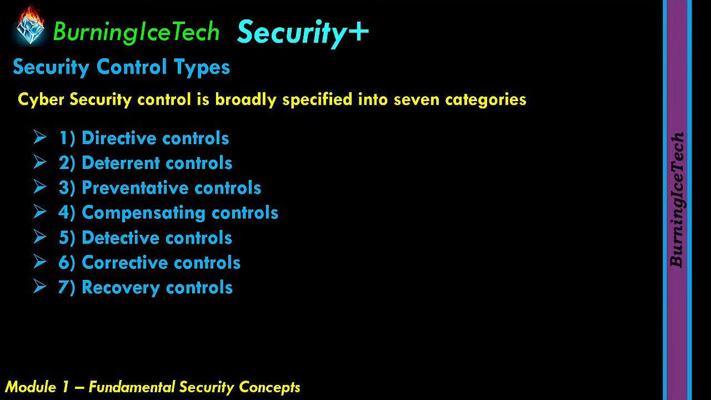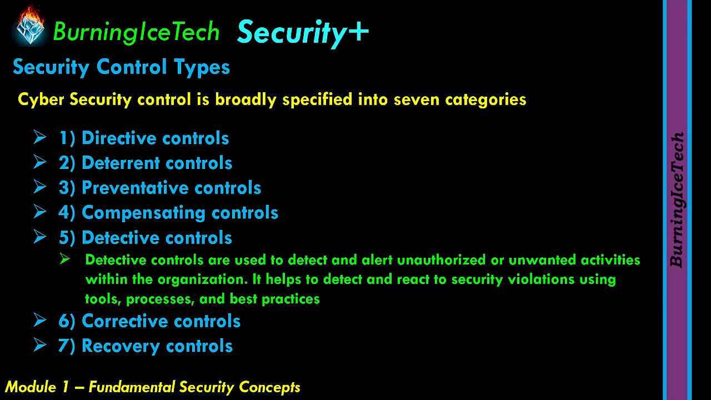Moving on to number 5, detective controls. Doesn't that just sound cool? If you don't know what that is, or if you don't remember what that is, detective controls are used to detect and alert unauthorized or unwanted activities within the organization. It helps to detect and react to security violations using tools, processes, and best practices.